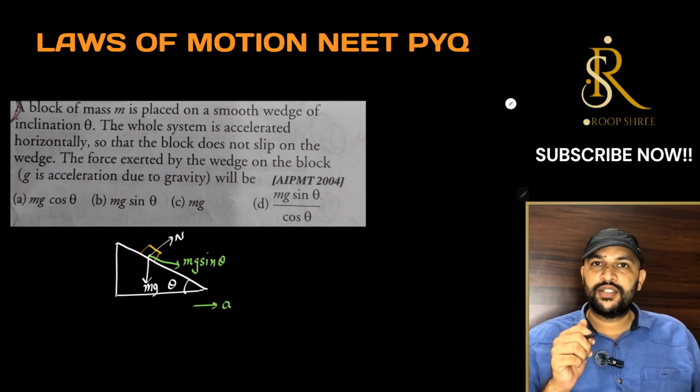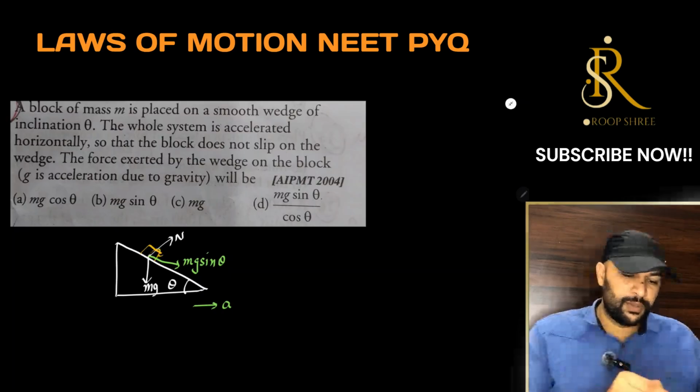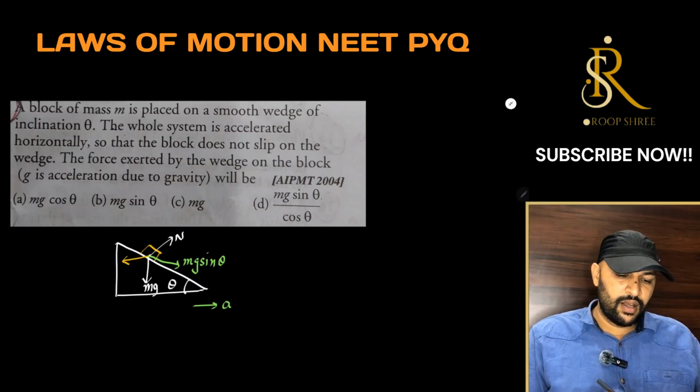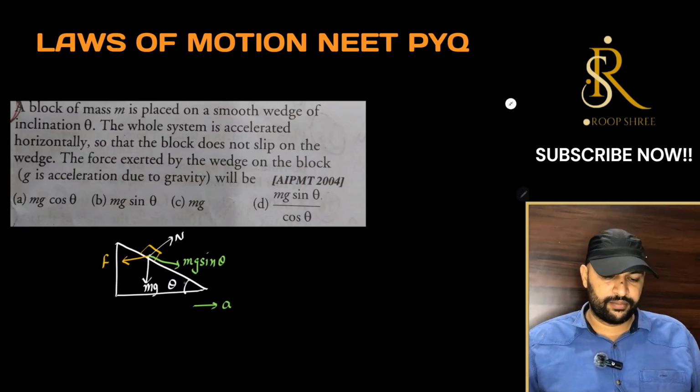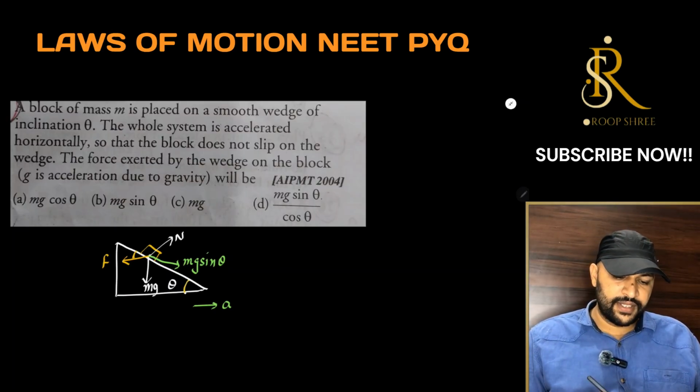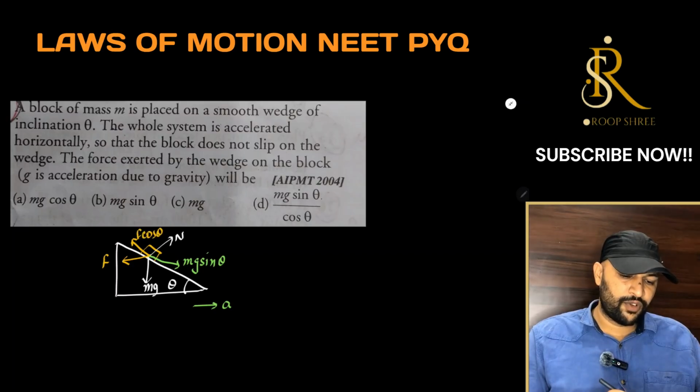Because the acceleration is in the forward direction, a pseudo force will be acting horizontally in this direction. This is our pseudo force, be very careful, F. Clear? If this is angle theta, this will also be angle theta, corresponding angles, right? And if that is theta, we know the component of F in this direction will be F cos theta. Clear? And here it will be F sin theta.